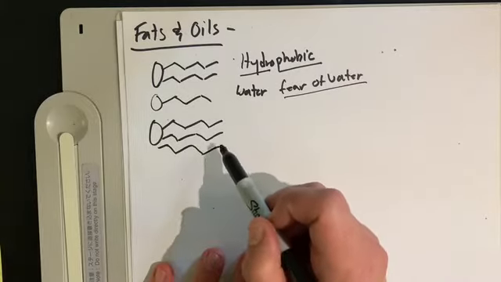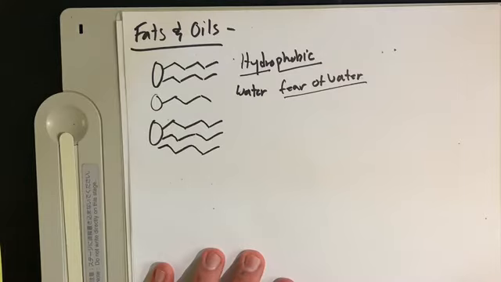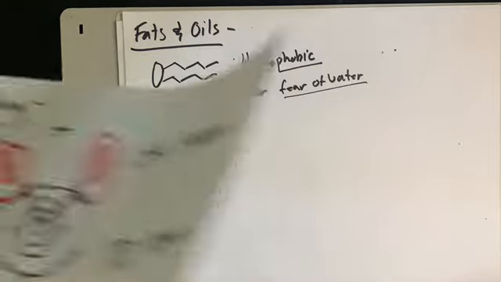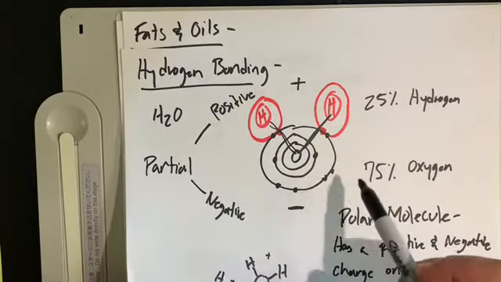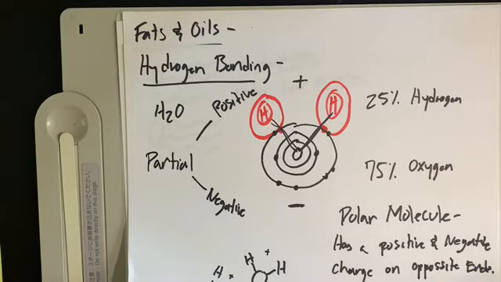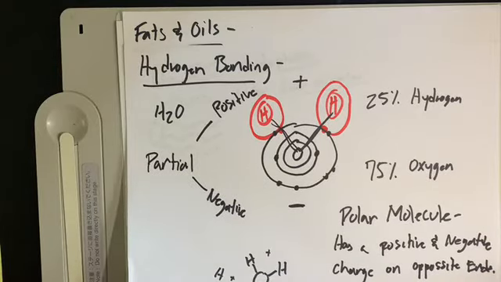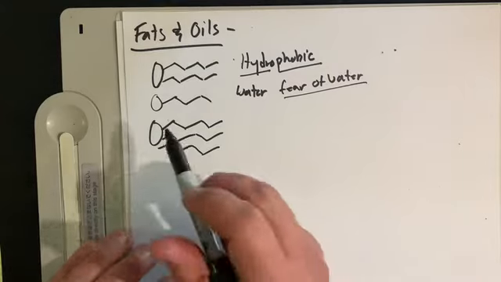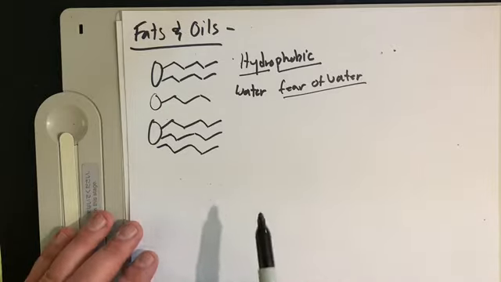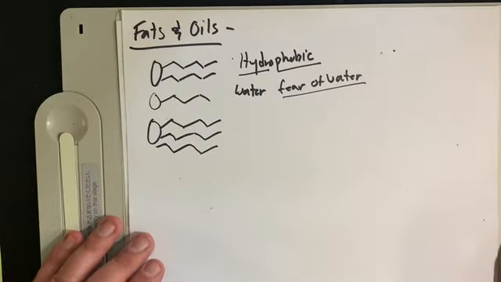And the reason why they're scared of water is because they don't have any type of charge to them. So if you remember, water is a polar molecule from our picture previously, it has that positive and negative charge on it, and so it likes to interact with things that also have a positive or negative charge. Well, these fatty acid tails are just carbon, and carbons very rarely have charges on them. And so because of that, these guys are hydrophobic.